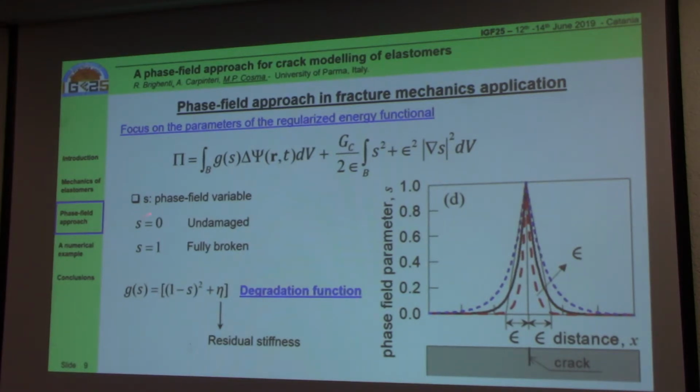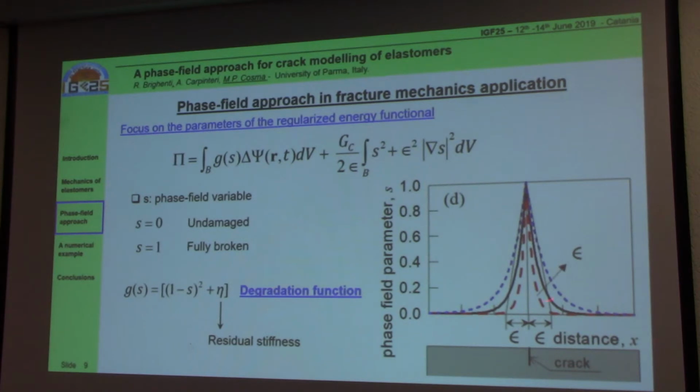I have just mentioned the phase field variable, which is equal to 0 when the material is in an undamaged state, while it is equal to 1 when the material is in a fully broken state. We have the degradation function, which has to act in order to model the loss of stiffness of the material. And we have the length scale parameter.